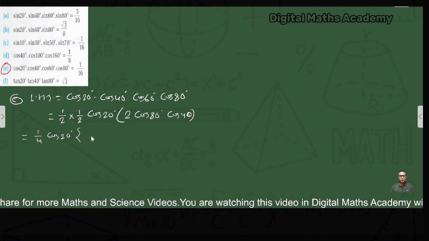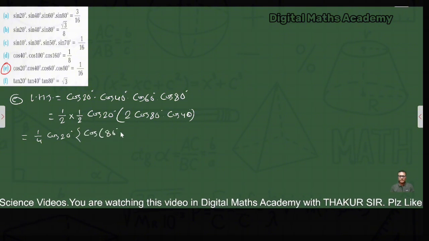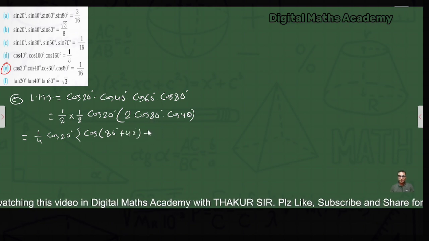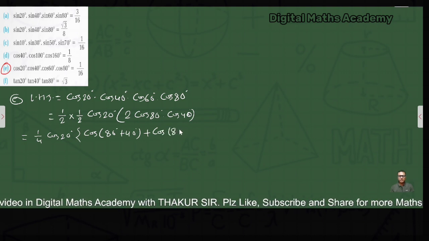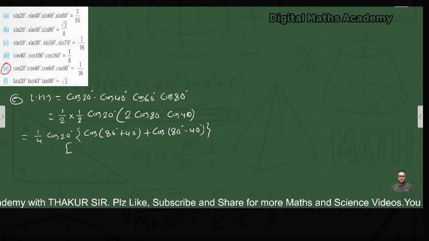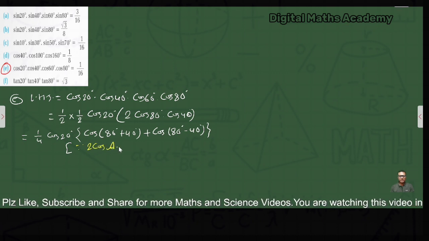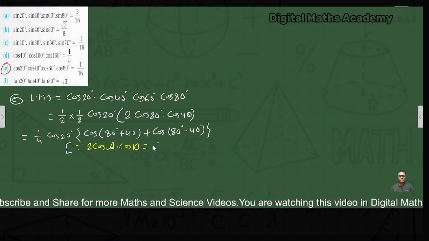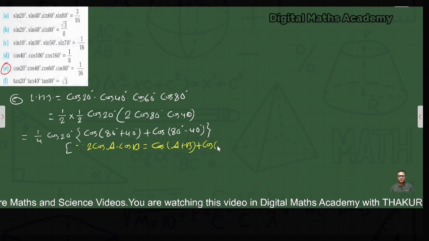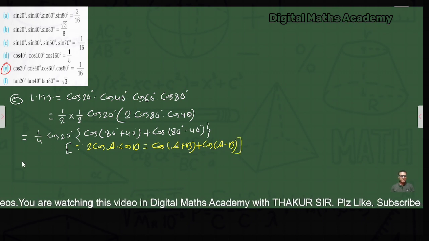Now we simplify it, so it becomes 1 by 4 cos 20 degree, and we apply the formula to cos A dot cos B. So 2 cos A dot cos B is cos A plus B, that is 80 degree plus 40 degree, plus cos A minus B, cos 80 degree minus 40 degree. Inside the bracket, if we write the formula, it will be more clear. So we can write here 2 cos A dot cos B equals cos A plus B plus cos A minus B. So that's the formula.